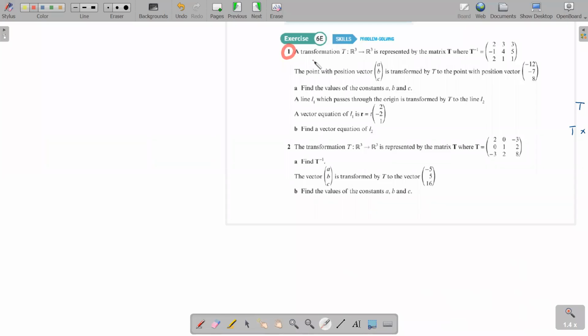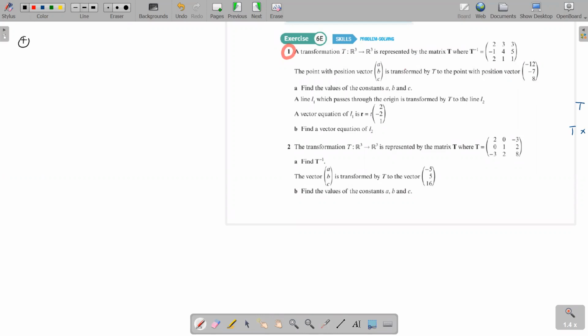Okay, exercise 60, question number 1. They have given you the transformation T, which transforms objects in a 3D plane to images in 3D. It's represented by matrix T. T inverse is given to you. The point with position vector ABC is transformed by T to the point with position vector -12, -7, 8. Find the values of ABC. So how do we do it?